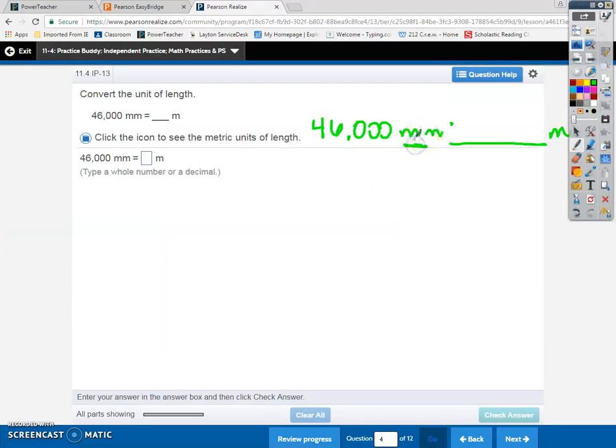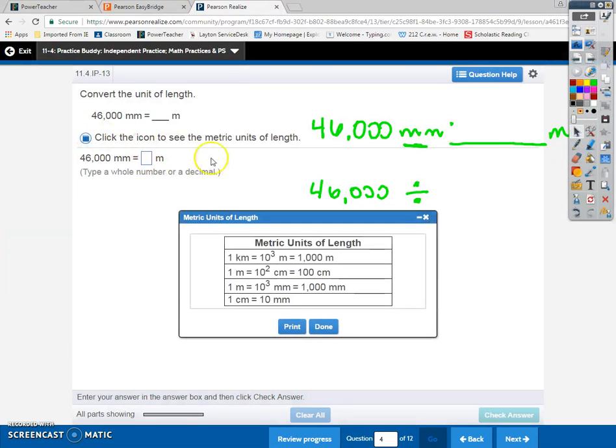And again, we want to use that mnemonic device. I have millimeters, that's my smallest unit, so that's my fly. I'm going to a meter, which is my larger unit, so I do fly to horse, divide, of course. So I know it's 46,000 divided by, and I want to open this up, and I'm looking for how many millimeters are there in 1 meter. That is 1,000, so I'm going to divide this by 1,000.